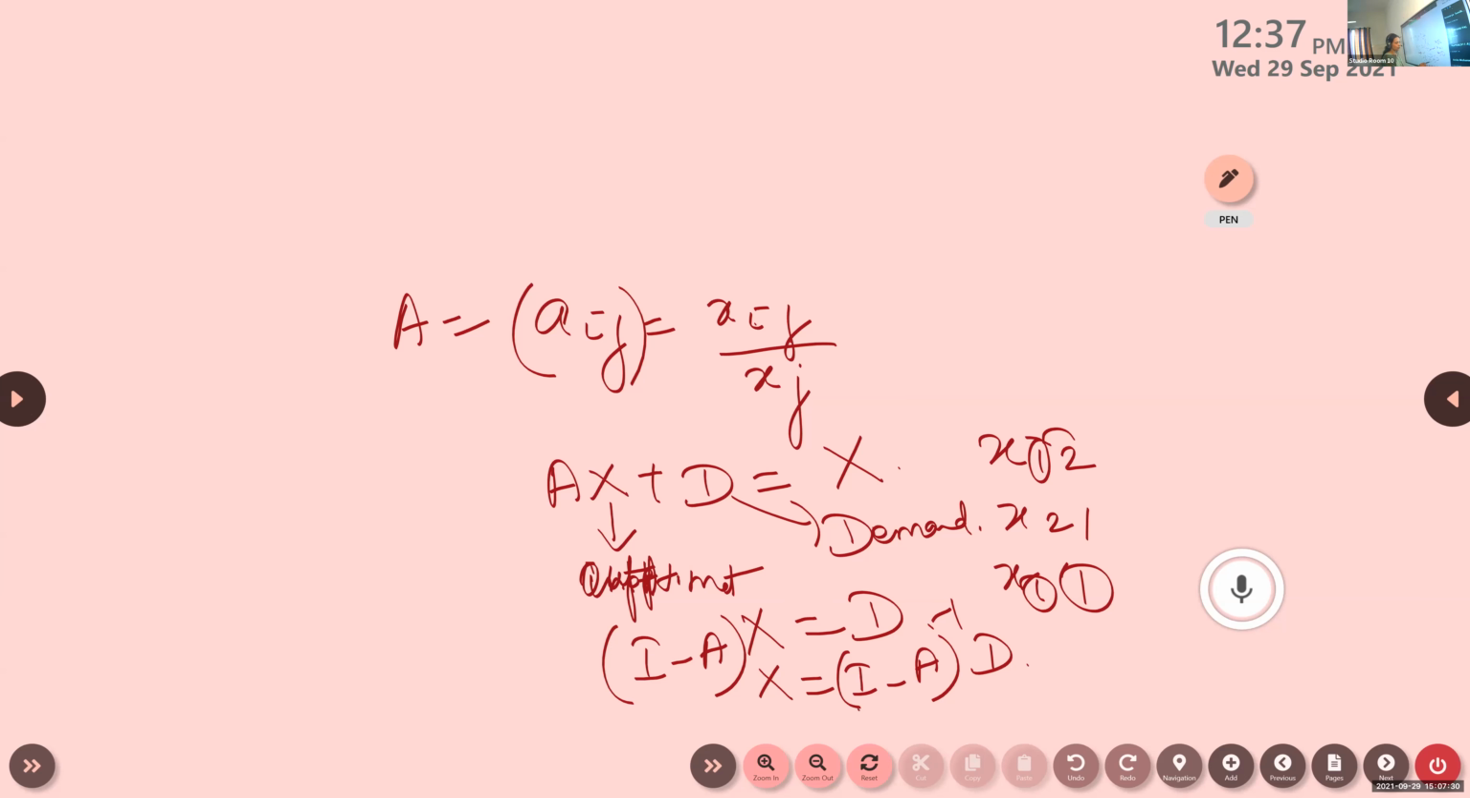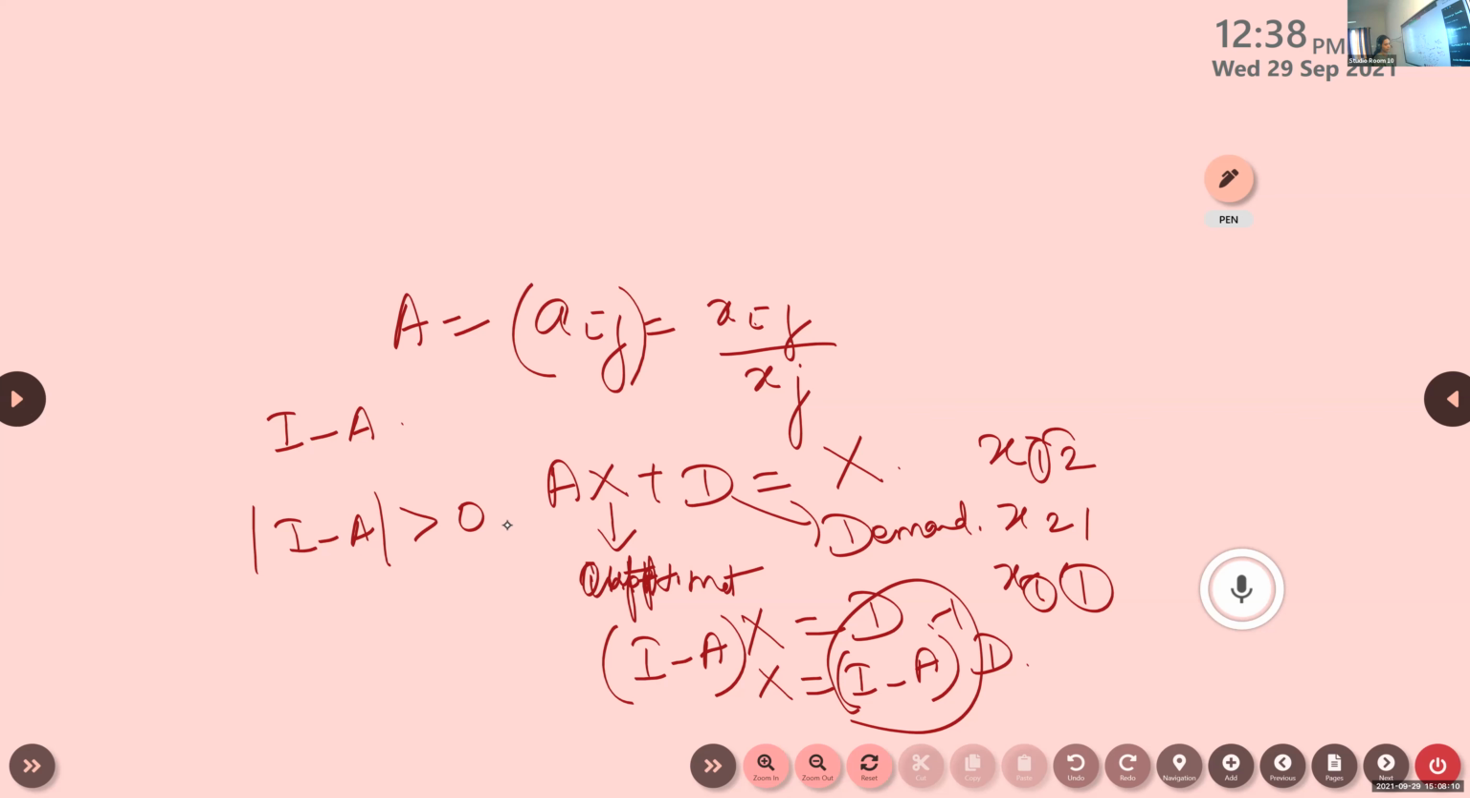This I minus A is called the Leontief matrix. And we can solve this only if the Hawkins-Simon conditions are satisfied. And what is that condition? Determinant of I minus A is greater than 0. Underline that condition, children. Those conditions are important, it will be asked. The Hawkins-Simon conditions: the first one is that the determinant of I minus A must be positive.